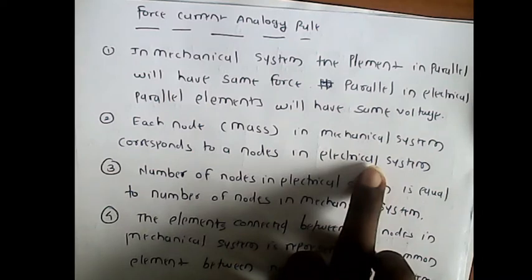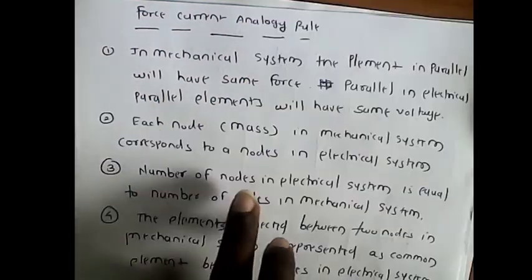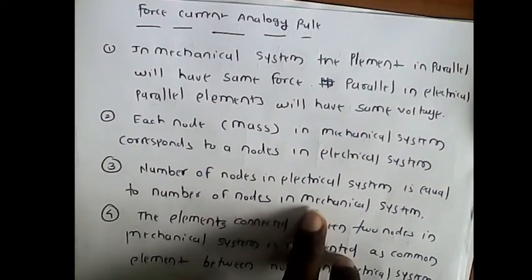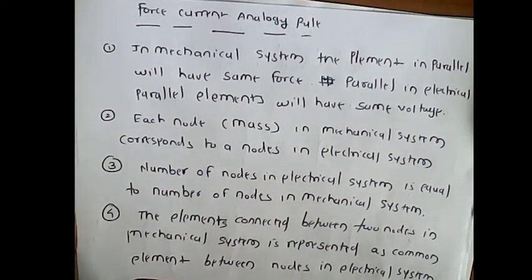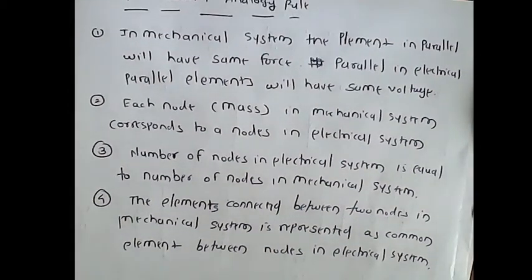So the number of nodes present in the force-current analogy is equal to the number of masses present. The number of nodes in the electrical system is equal to the number of masses in the mechanical system. Similarly, an element connected between two nodes in a mechanical system is represented as a common element between two nodes in the electrical system, which is the same for the force-voltage analogy.